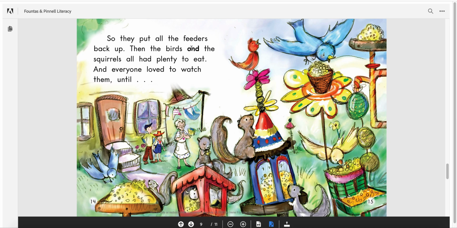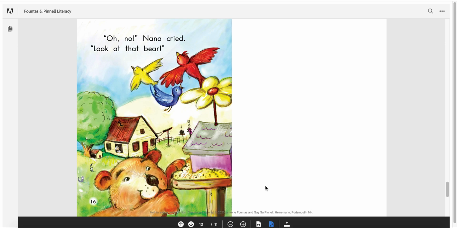I love this one. Remember, when the author makes a word bold, you just need to emphasize it when you're reading. Then the birds and the squirrels all had plenty to eat, and everyone loved to watch them until... Make a prediction. What do you think happened next? Until what? I don't know. Oh boy. A bear? Poor Nana. She can't catch a break.